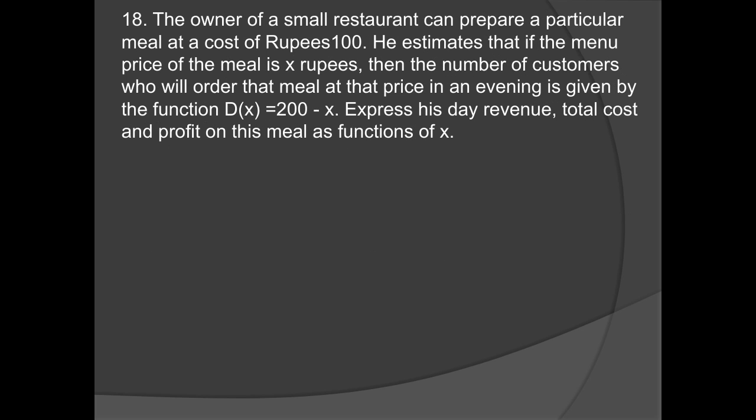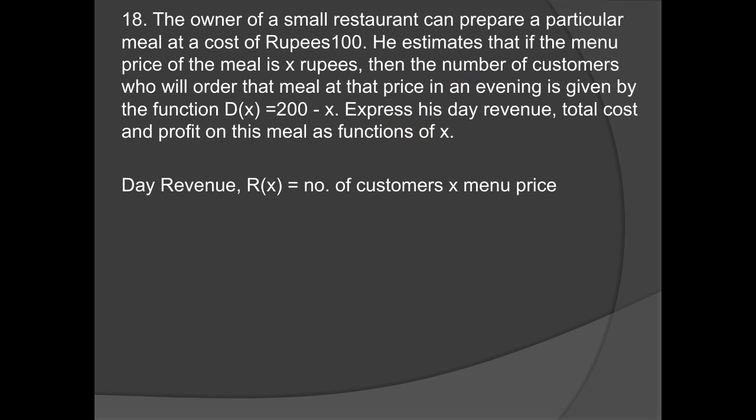Now the last problem, the owner of the small restaurant, okay, he is preparing a meal. So this is the cost price of the meal, which is 100. So the menu price, selling price is x. Okay, so number of customers coming for that particular evening is given in a function that d of x is equal to 200 minus x. We have to find the total revenue, that means the total sales amount of the day, and total cost, the amount he has spent for the particular evening to prepare the meal, and the profit. That should be written in the form of function of x.